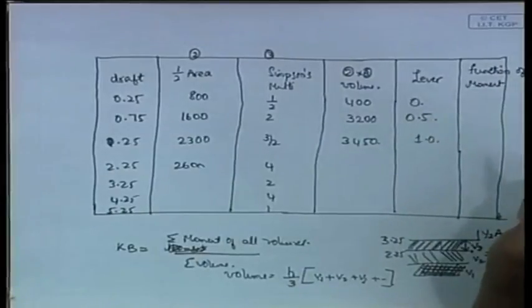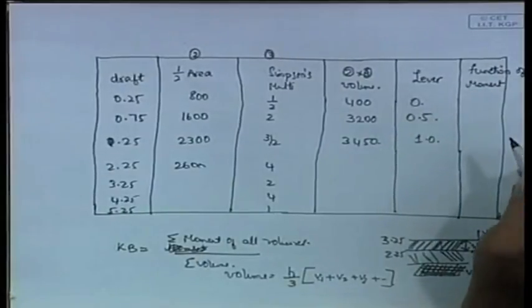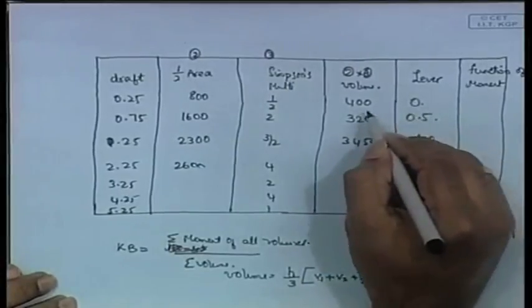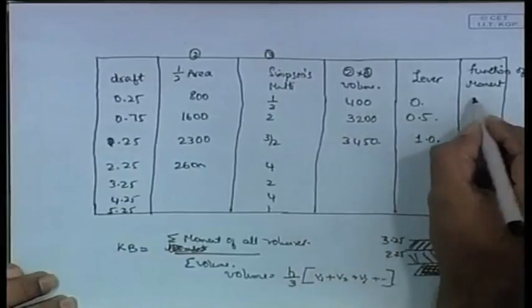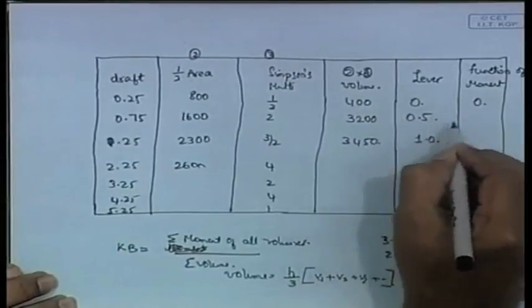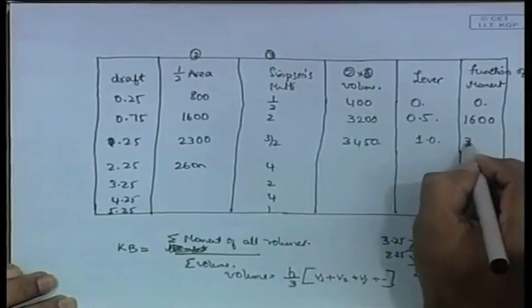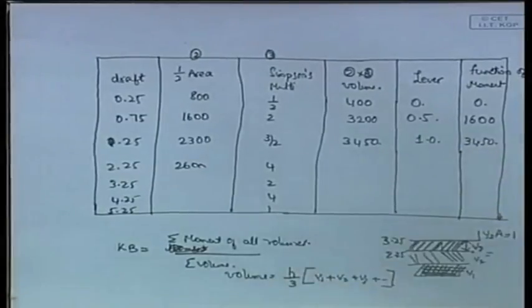So the function of moment is the product of these two, volume into lever: 400 into 0 is 0, 3200 into 0.5 is 1600, 3000 into 1 is 3450. Okay, this is pretty much how you fill up the table. If you can really fill up this table without any error, then you have more or less got the answer.